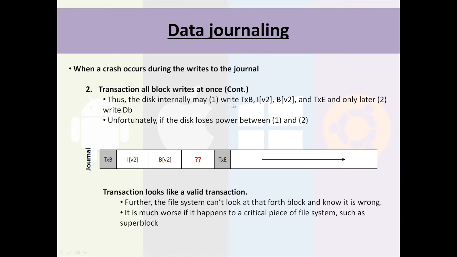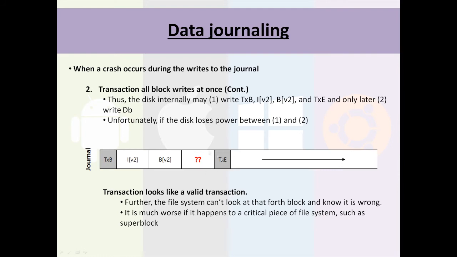Well, in this case, all transactions look like they are valid, as it has a begin and an end with a matching sequence of numbers. So these begins and ends would match. But the file system would not be able to look at the 4th block, this data block here, and know it is wrong, right? Thus, if the system would reboot and run some sort of recovery now, at this stage, it will replay this transaction, okay?